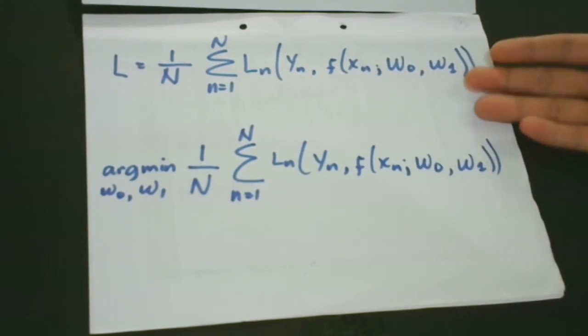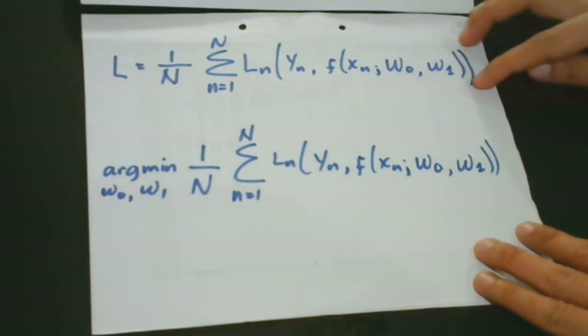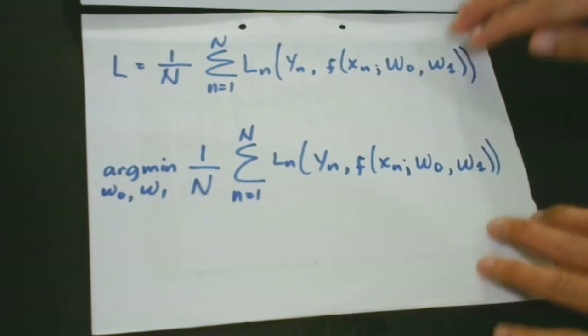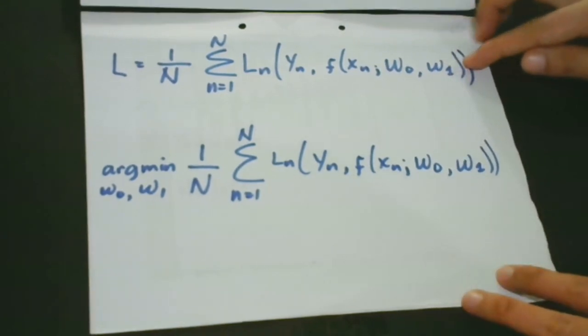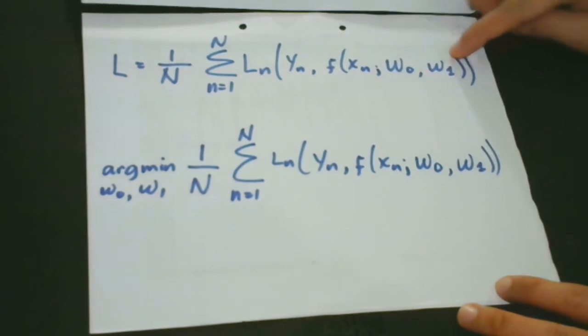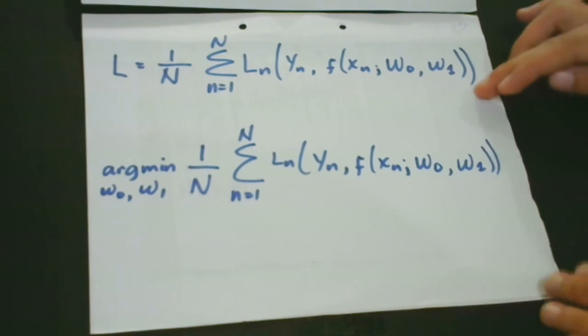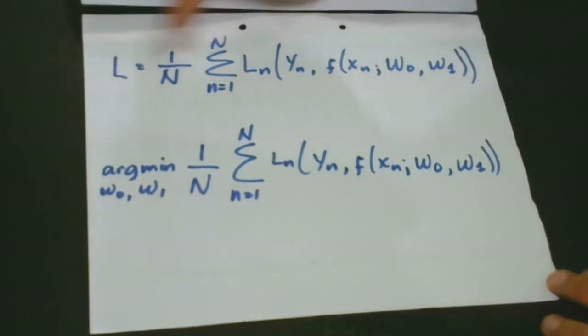Okay, so again, I want to highlight this. The lower the average loss is, the better. So what happens here is we tune W0 and W1 to make a model that results in the lowest value of the average loss, L. Okay, this one.